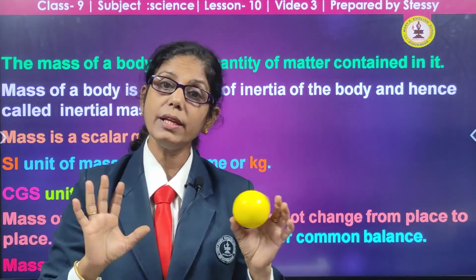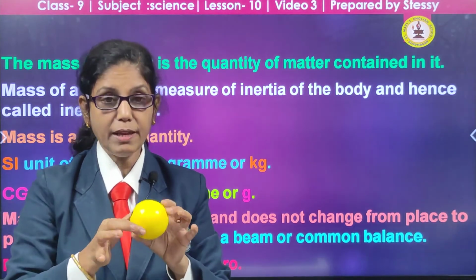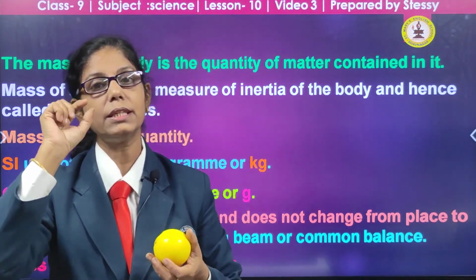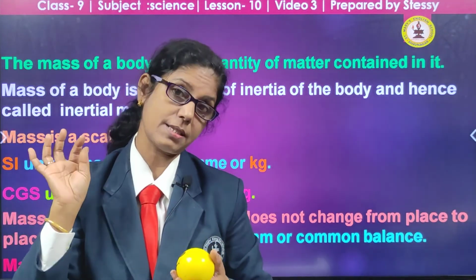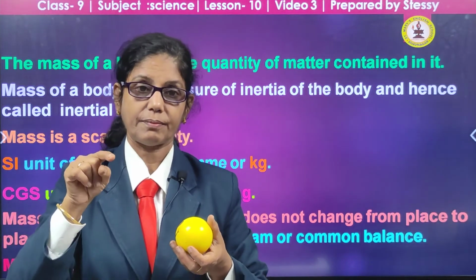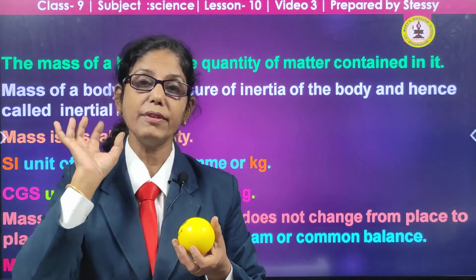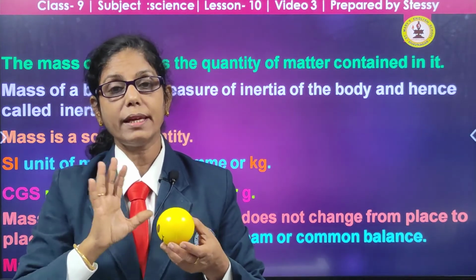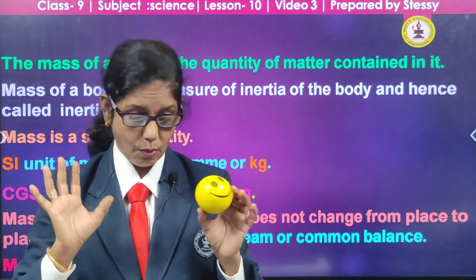Next, the mass of a body cannot be zero. Even if you have a chalk piece, you are able to cut it and make it into chalk dust. If chalk dust exists, that means it has mass. So the mass of a body cannot become zero.